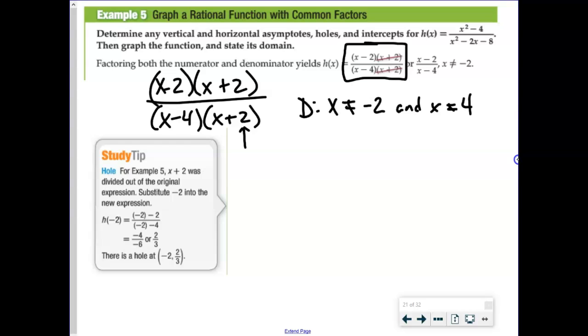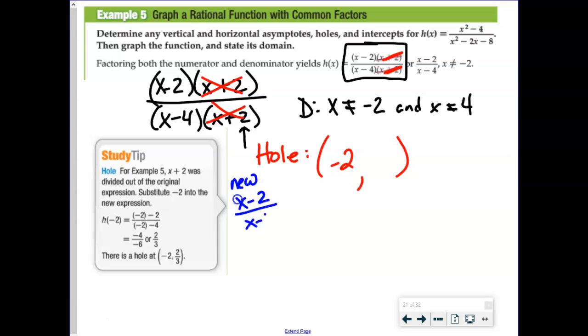So now I'm on number 3, where it says, if you can remove the discontinuity like this, that means you have a hole. So the hole is an ordered pair location. Where do you suppose the x value is for this ordered pair? Yes, it's at -2. And then you're like, well, heck, how do I find the y value? So you go now to the new version of your rational function, which is what's left after you remove the discontinuity. The new rational function is x minus 2 over x minus 4.